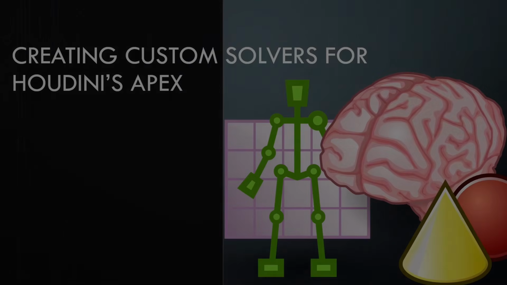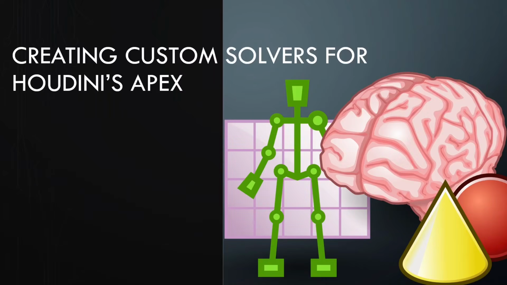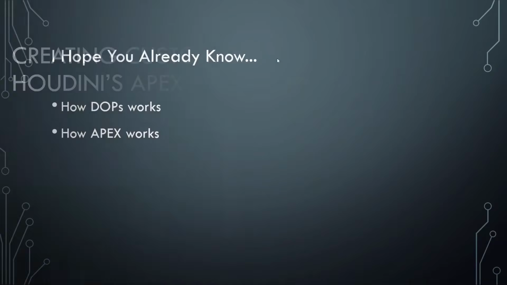Hello and welcome. In this tutorial we'll learn how we can create custom solvers for Houdini's Apex animate state, and we will do that using the new sim namespace nodes inside the Apex graph. But before we begin, there are also some prerequisites.